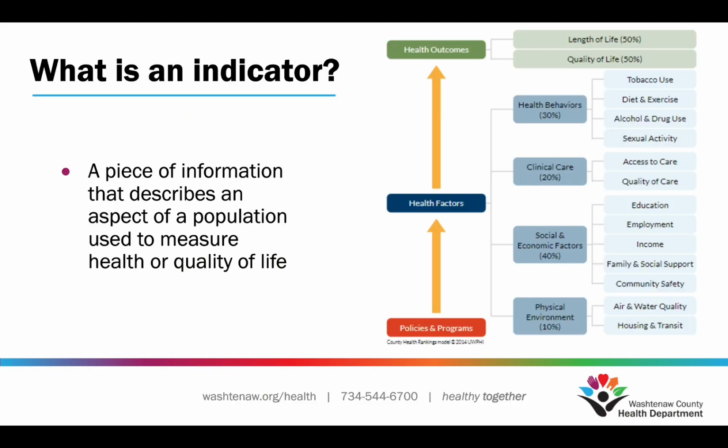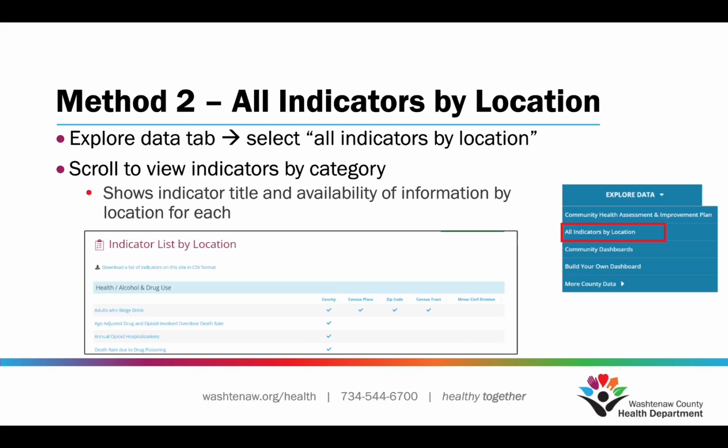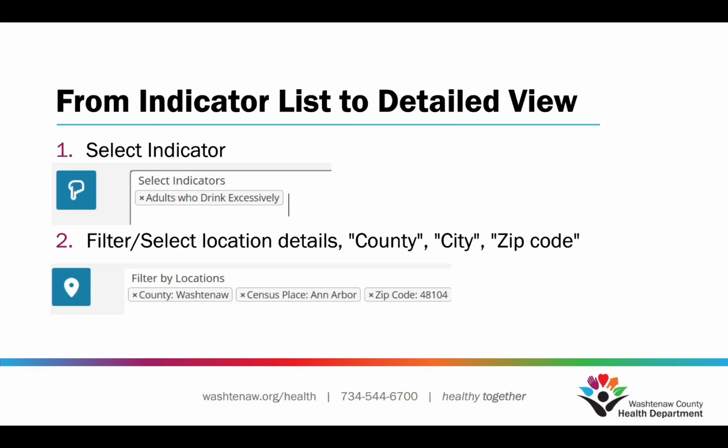Now that we got that out the way, let's look at what is an indicator. An indicator is a piece of information that describes an aspect of a population used to measure health or quality of life. There are multiple methods for searching for an indicator. First, you'll simply enter keywords into the search bar in the middle of the front page. Next, you can search all indicators by location by clicking on the Explore Data tab and selecting All Indicators by Location. Once you're in the Explore Data section, one of the easiest ways to find information is by using the All Indicators by Location page.